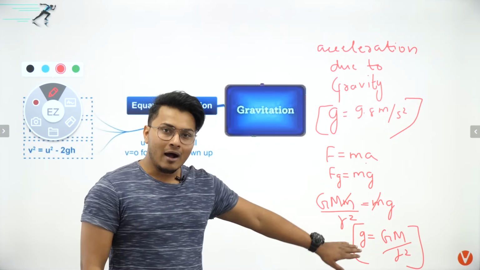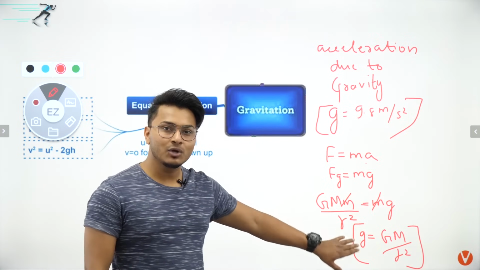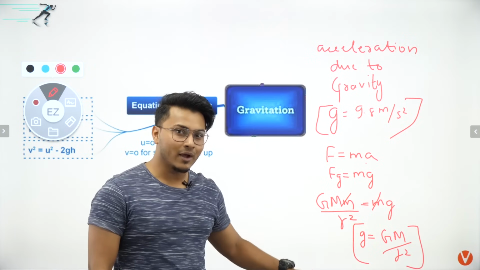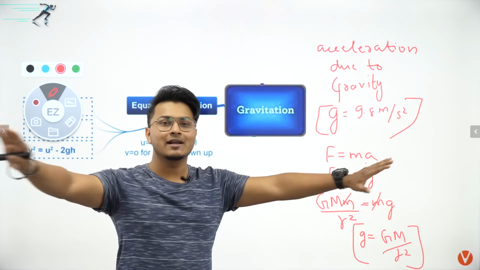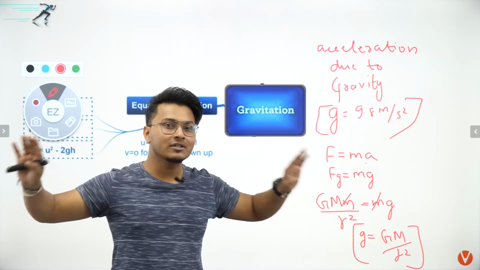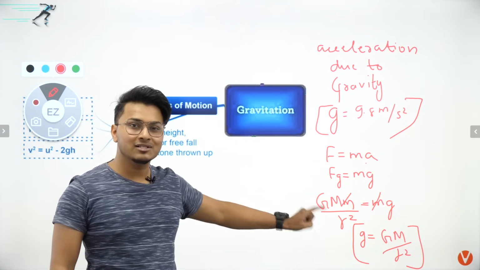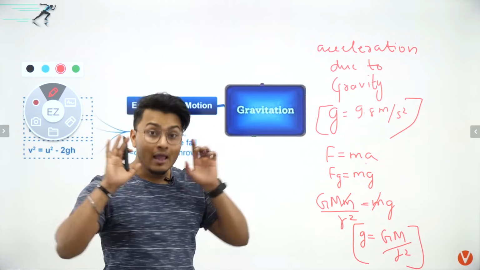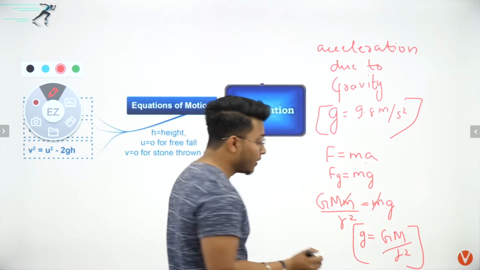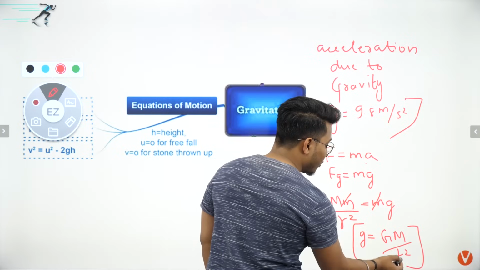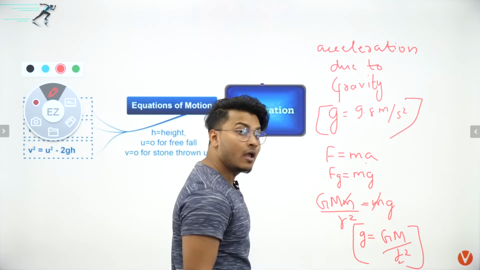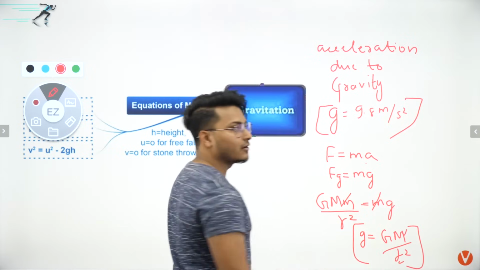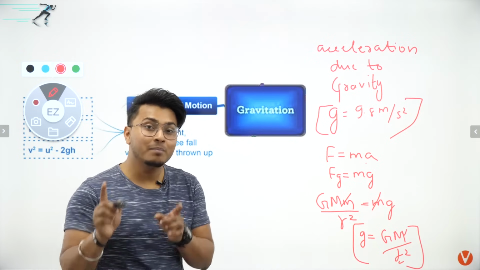That means you can find out the value of acceleration due to gravity for any planet. You can find out the value of small g, that is the acceleration due to gravity, for any planet in the entire universe, only if you know the distance between the earth and that planet and the mass of that planet. And this is how people know.